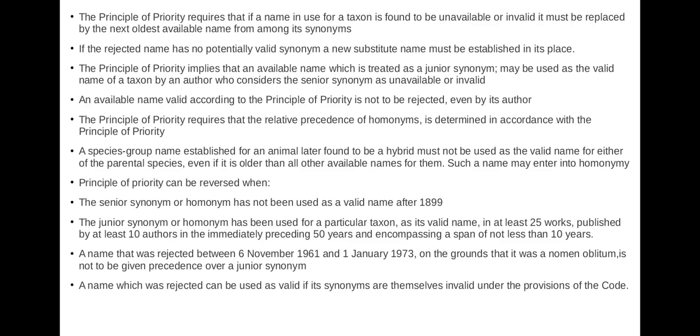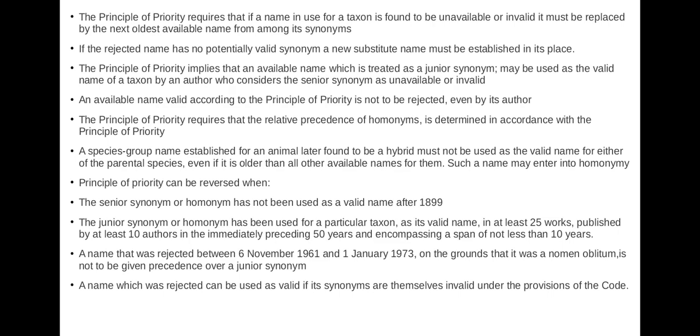Such a name may enter into homonymy. The principle of priority can be reversed when the senior synonym or homonym has not been used as a valid name after 1899, and the junior synonym or homonym has been used for a particular taxon as its valid name in at least 25 works published by at least 10 authors in the immediately preceding 50 years and encompassing a span of not less than 10 years.